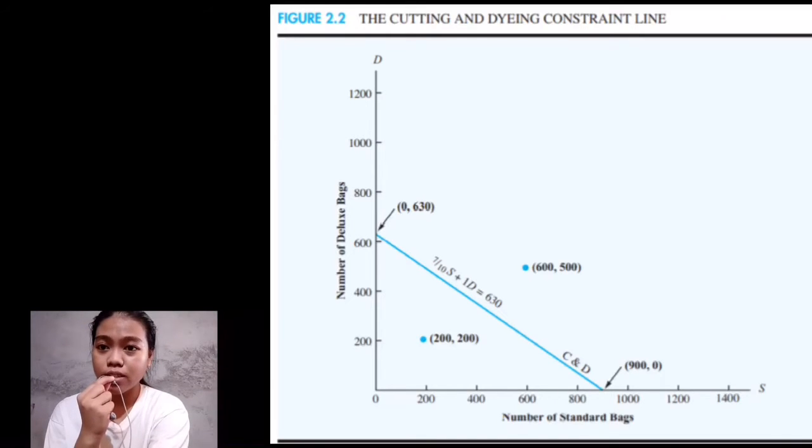To find a second point satisfying this condition, we set D equal to 0 and solve for S. As you can see in the given graph below, the solution point corresponds to the number of standard bags.